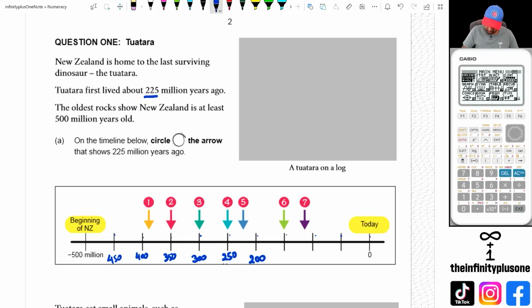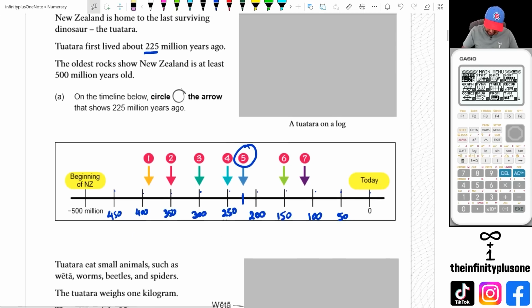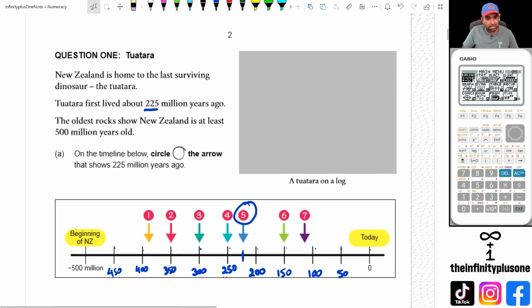Now, let's just keep going just to see whether this works or not. I feel like I've missed something here. No, I haven't. There we go. And we're looking for 225, and we know that 225 is between 250 and 200. So we are going to go with the arrow 5. That's part A of this question.